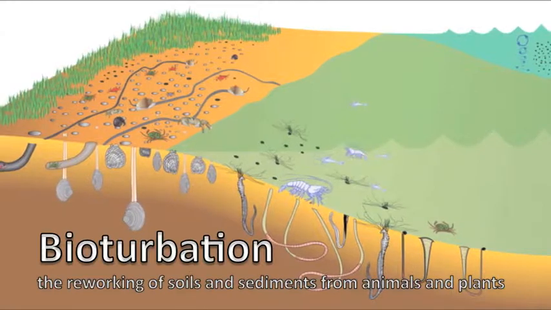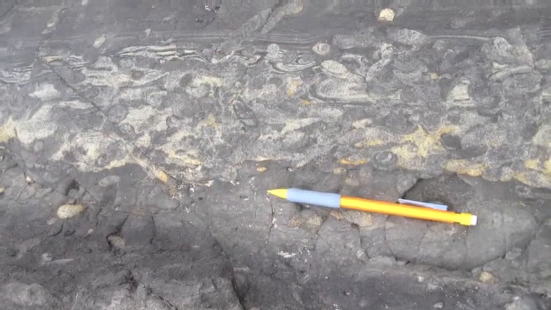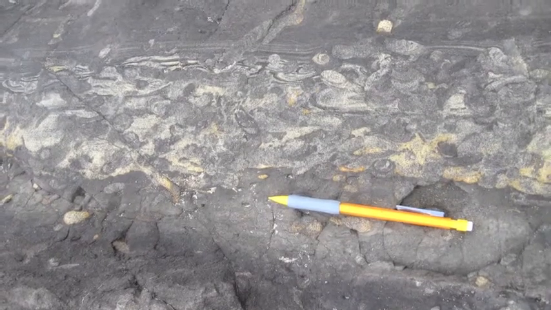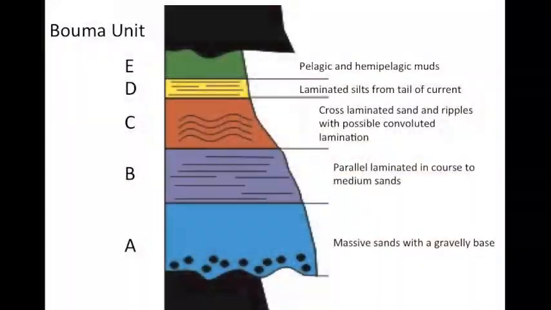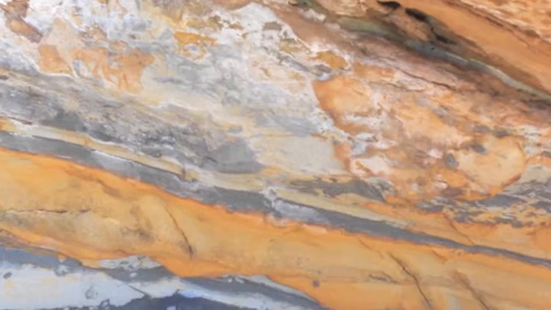Bioturbation is the reworking of soils and sediments from animals and plants. What is seen in this sequence is trace fossils of burrows from benthic animals. Layer E is last in the sequence and is a settling of mud that was kept in suspension during the turbidity current that is able to settle with time.